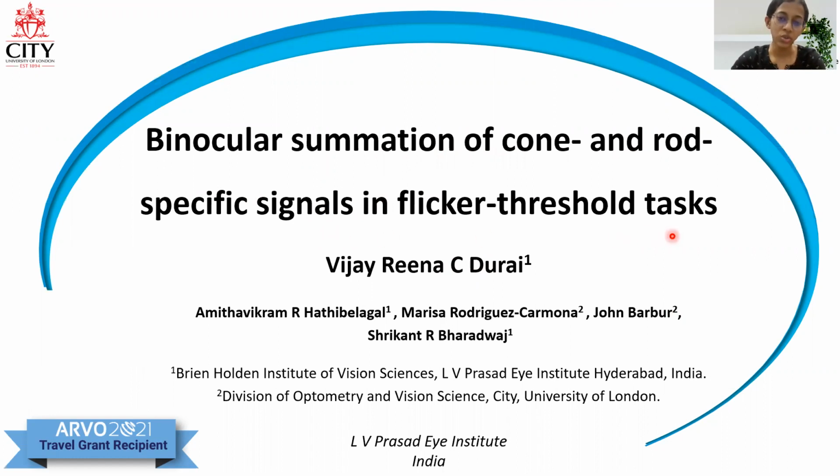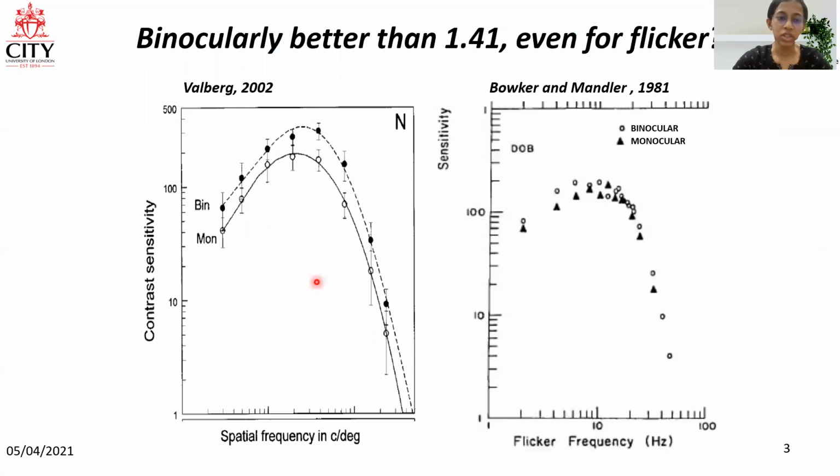So before going into the topic, I would be giving a very brief gist about what this is and why we are doing this. On the left-hand side, we have the spatial contrast sensitivity function, and on the right-hand side, we have the temporal contrast sensitivity function. Both these functions have been measured monocularly and binocularly, and we can see a clear difference between the monocular and binocular measurements in both the functions, right?